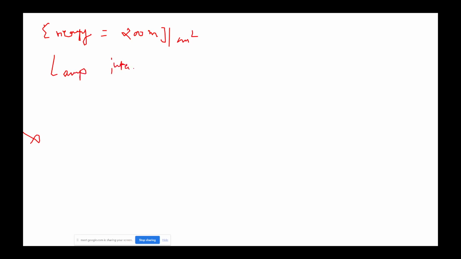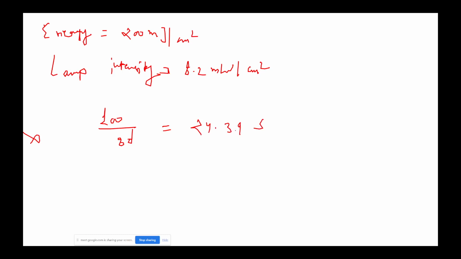Lamp intensity is 8.2 milliwatt per centimeter square. You will get this in the resist data sheet. Then you have to divide 200 by 8.2 and it will come around 24.39 second. So you can almost say this is 25 second.